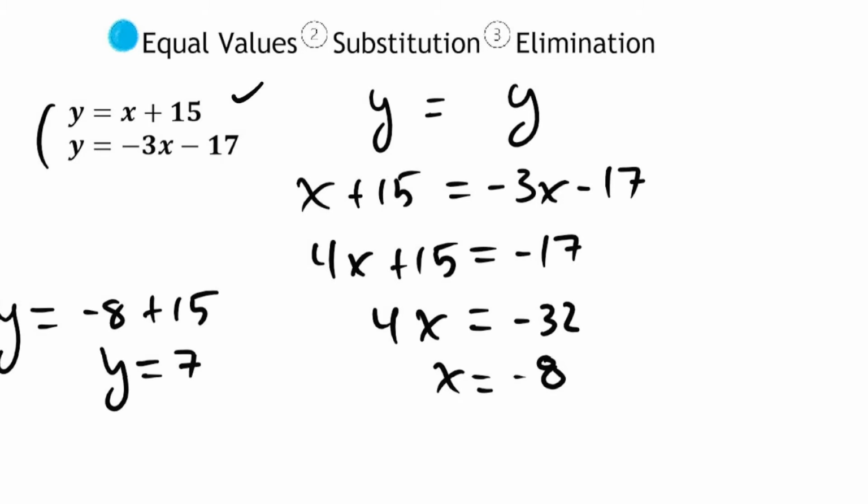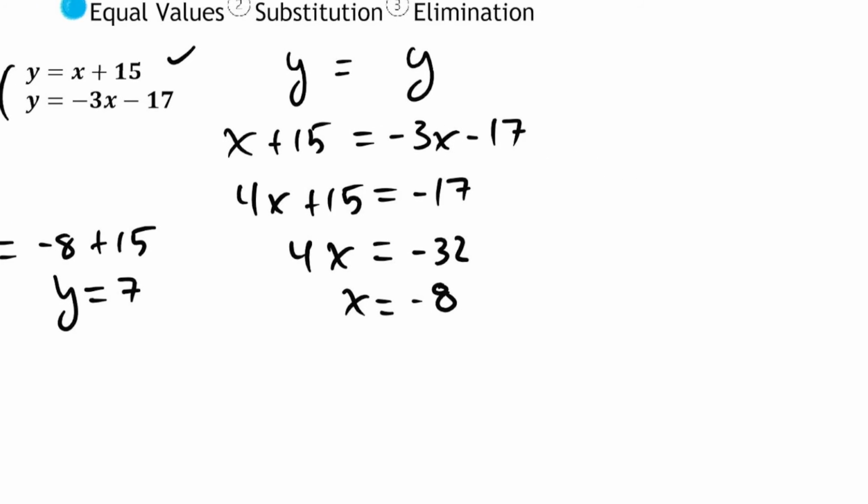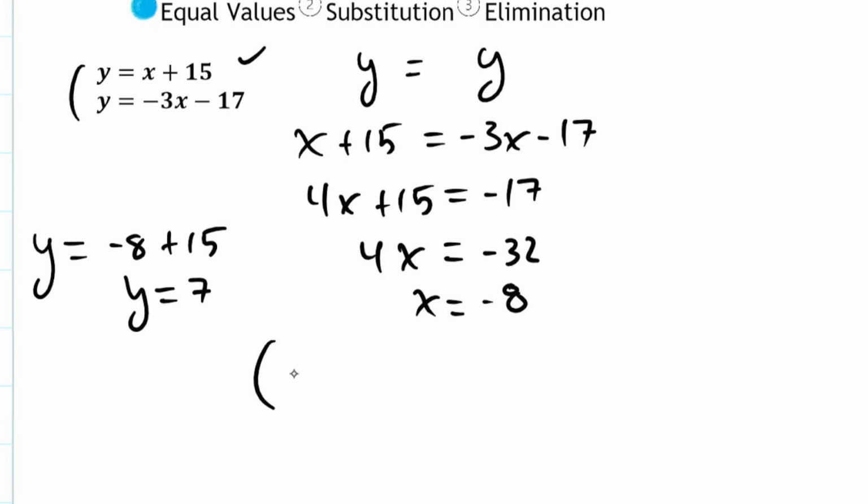I essentially just tested it in the top equation. Let me check it in the bottom equation. So I'm going to have -3 times x. So that's going to be -3 times -8, and then minus 17. That gives me 7. Yeah, so both of them check. So my ordered pair for the last problem on the test is x is -8 and y is 7. All right, there we go.